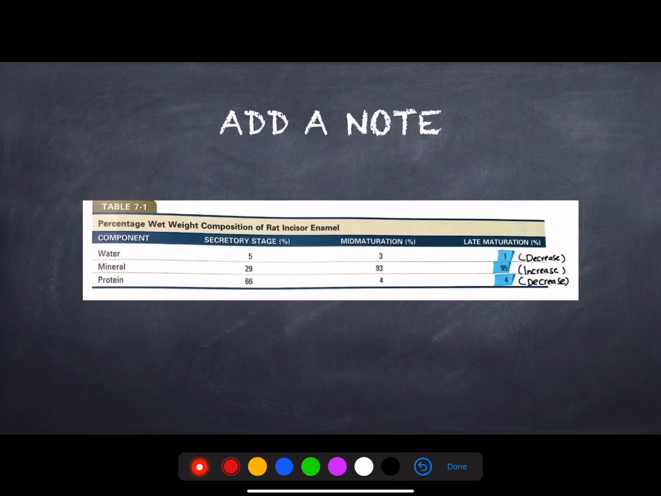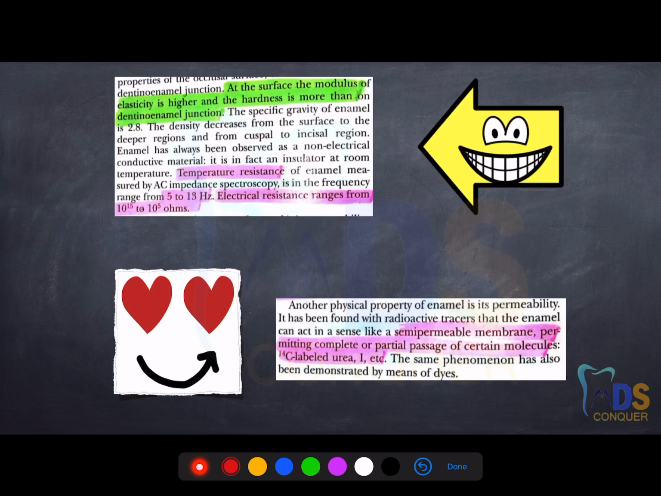The next one: once they have asked this question, what is this? This is the percentage of wet weight composition of enamel. The water content in the secretory stage is 5 and in the maturation stage is 1. So the water content is decreasing from the initial phase to the last phase, whereas the mineral content is increasing and the protein content is decreasing. This is very important.